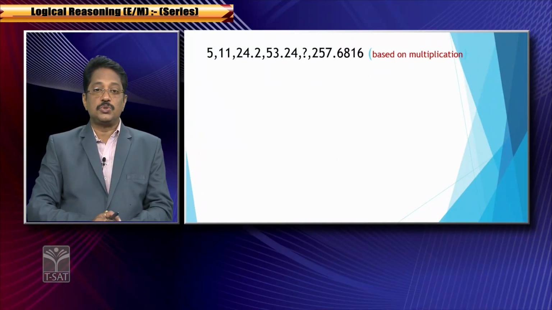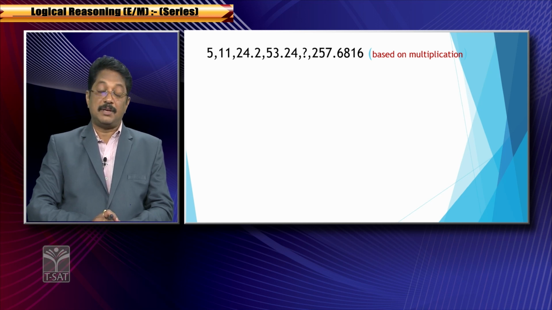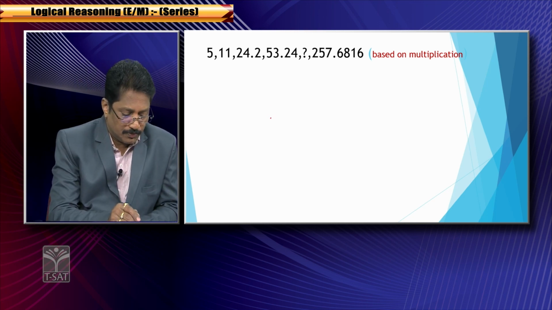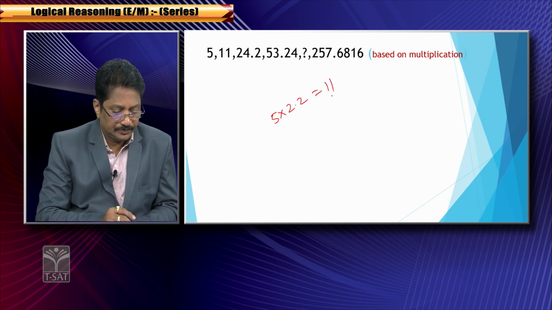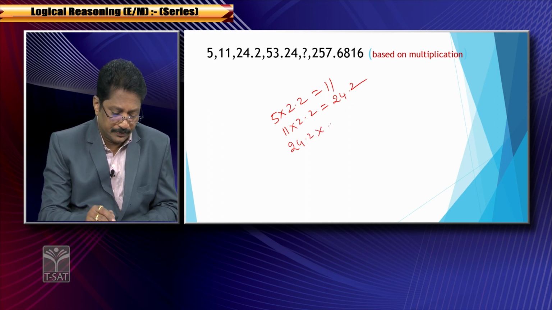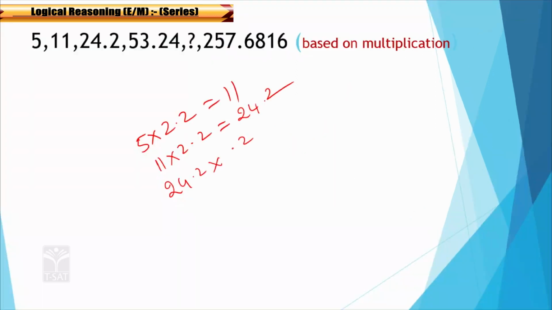5, 11, 24.2, 53.24, 257.6816. So, the question was given as a multiplication, maybe you feel that it's easy, but most of you first tried subtraction or addition. So, 5 into 2.2 is 11. 11 into 2.2 is 24.2, and 24.2 into 2.2 is 53.24. So, now you have to calculate 53.24 multiplied by 2.2.